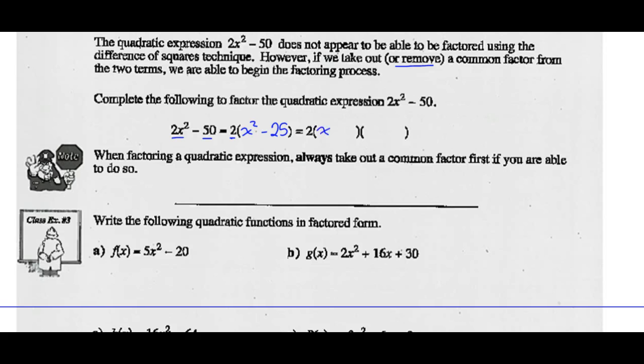The square root of x squared is x, you can put that in the front of each bracket. The square root of 25 is 5, that's going to go in the back of each bracket. Make one positive, make one negative. You now have the factors of 2x squared minus 50: 2 times x plus 5, x minus 5. So, as a note, when factoring a quadratic expression, always take out a common factor first if you can do that.